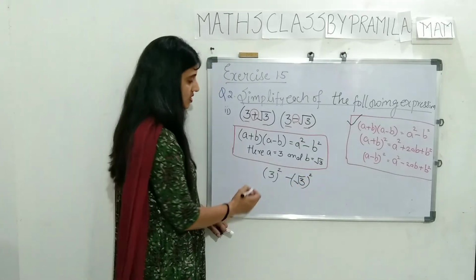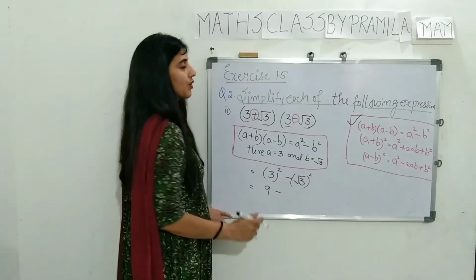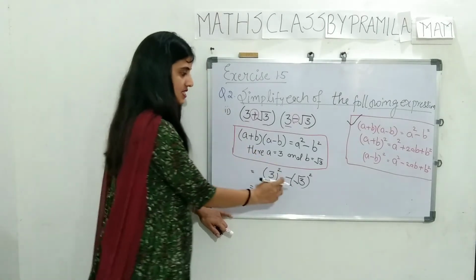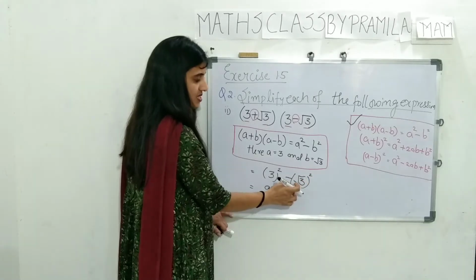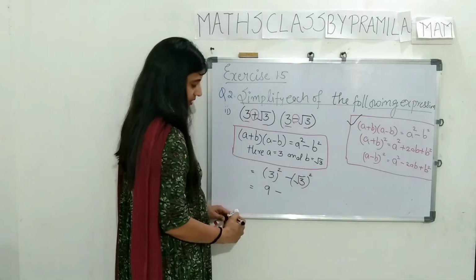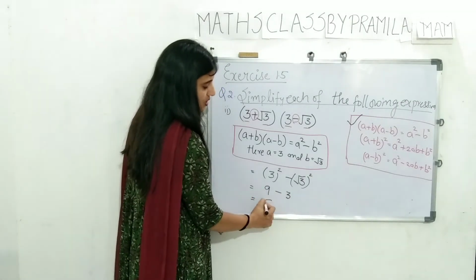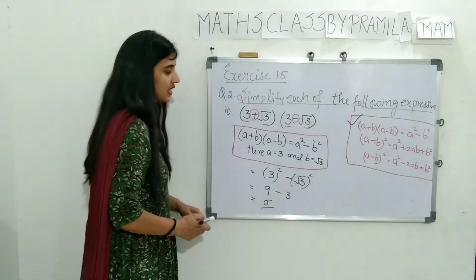square. Clear, students? So 3 3s are 9 minus, now you have to remember one thing, this is square root and this is root, and square root and root both cancel each other. Clear? So you will get only 3. So 9 minus 3 is 6. 6 is the answer, final answer.